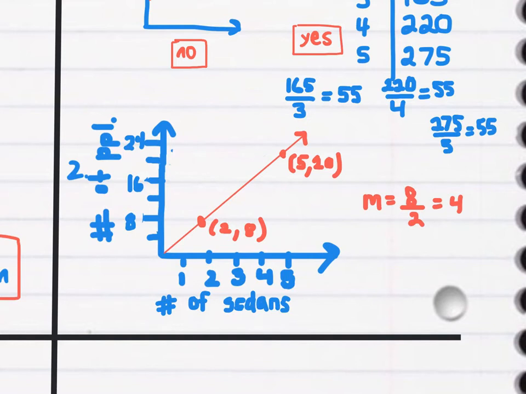Okay, so that's my constant rate of change. And now to write the equation, we just write it in this form: y equals 4x. And this is the equation. And if they ask you what the constant rate of change represents, the 4 represents, in this case, the number of people per sedan. Again, the 4, the constant rate of change, is going to be the number of people per sedan.